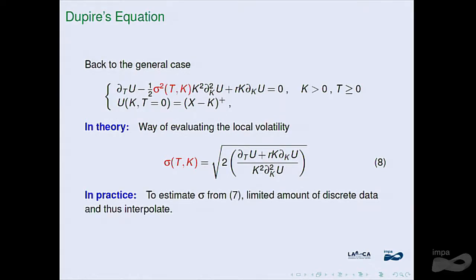However, there are problems in practice to estimate sigma from here. With a limited amount of discrete data, we need to interpolate, or we need to use some kind of a priori information, and that leads immediately to a very problematic thing. In fact, you get numerical instabilities, and even keeping this argument positive is hard. So that leads us to look into how to handle such difficulties.